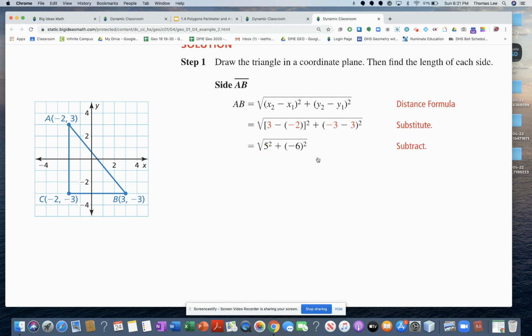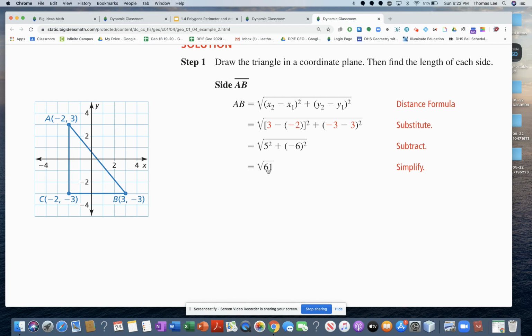6 squared plus 5 squared is equal to root 61, okay? So how long is this hypotenuse? It's the square root of 61, okay? Now, can we simplify root 61? Are there any perfect squares that come out of root 61? No, I don't believe so, okay? So if you were to give an exact answer, this would be part of your exact answer, okay?